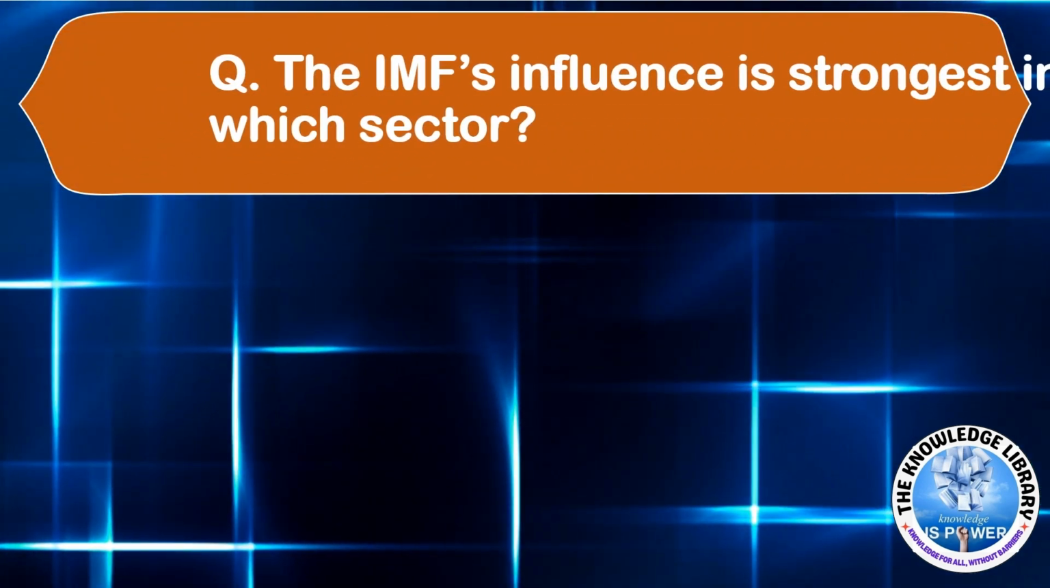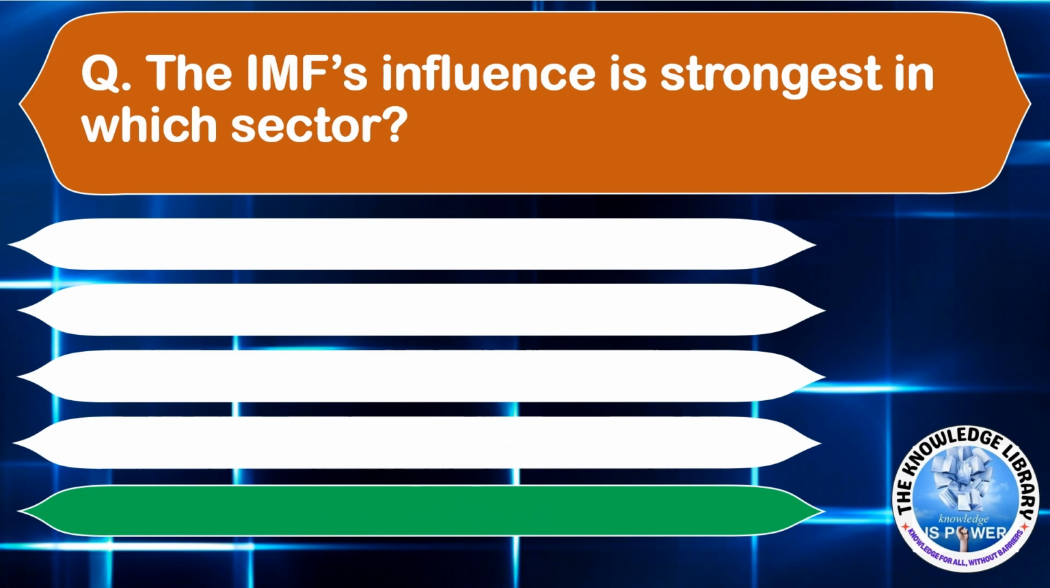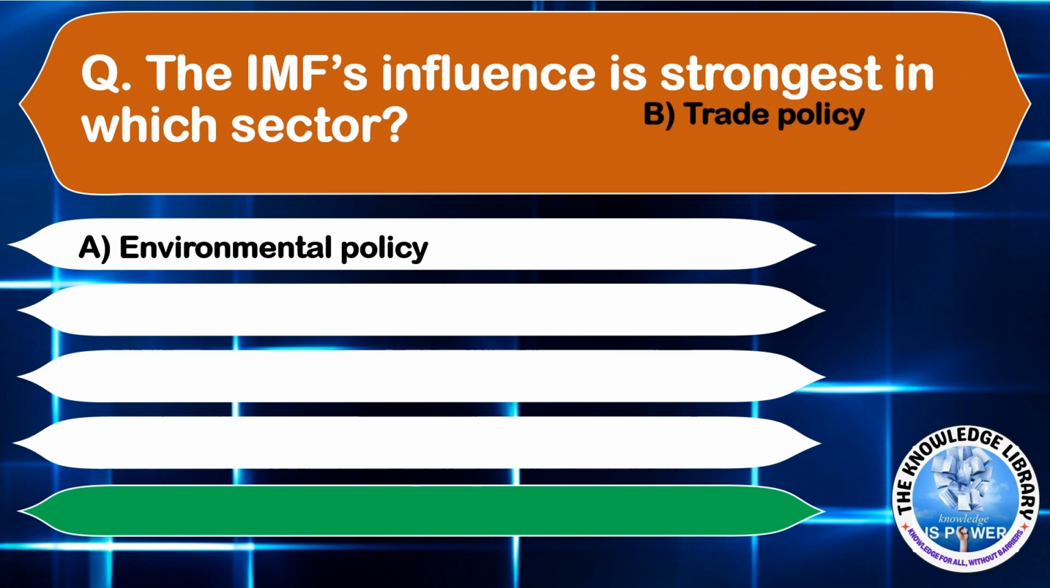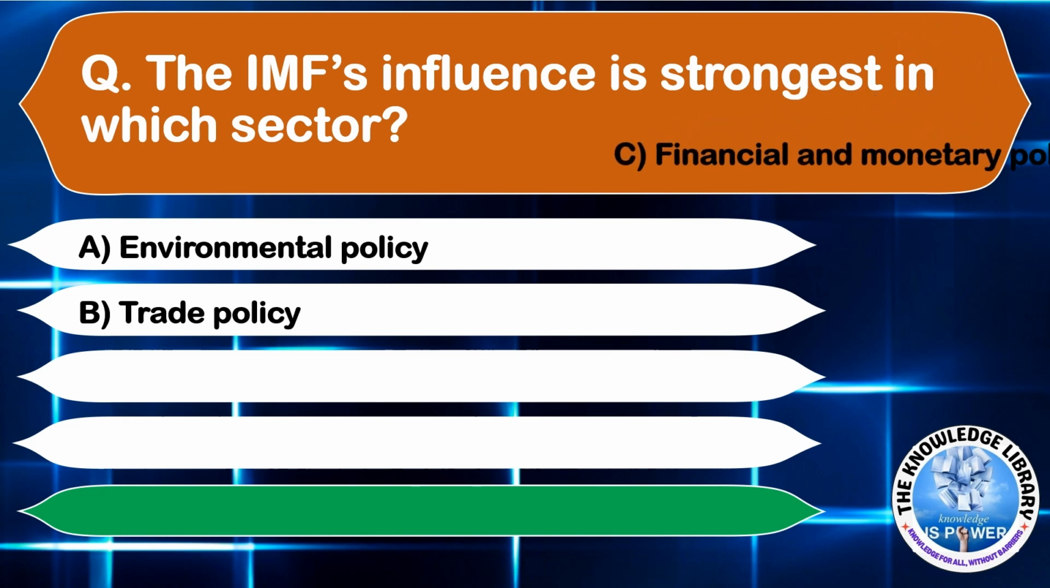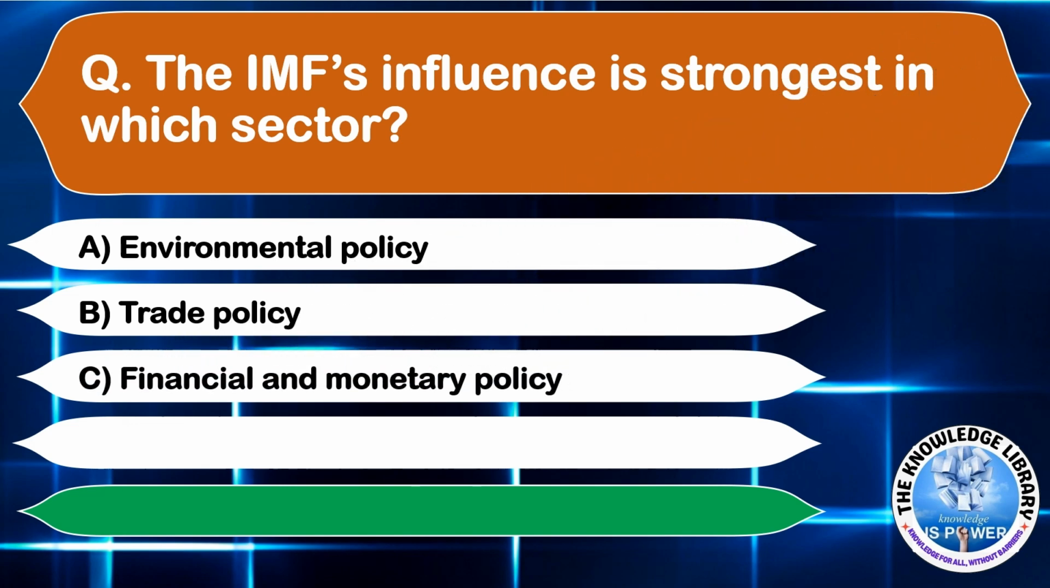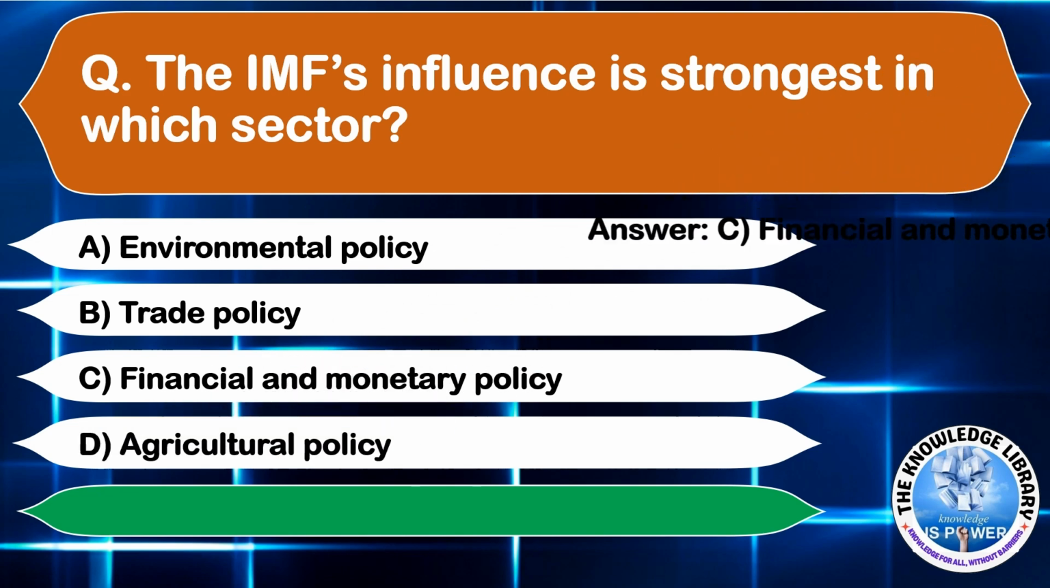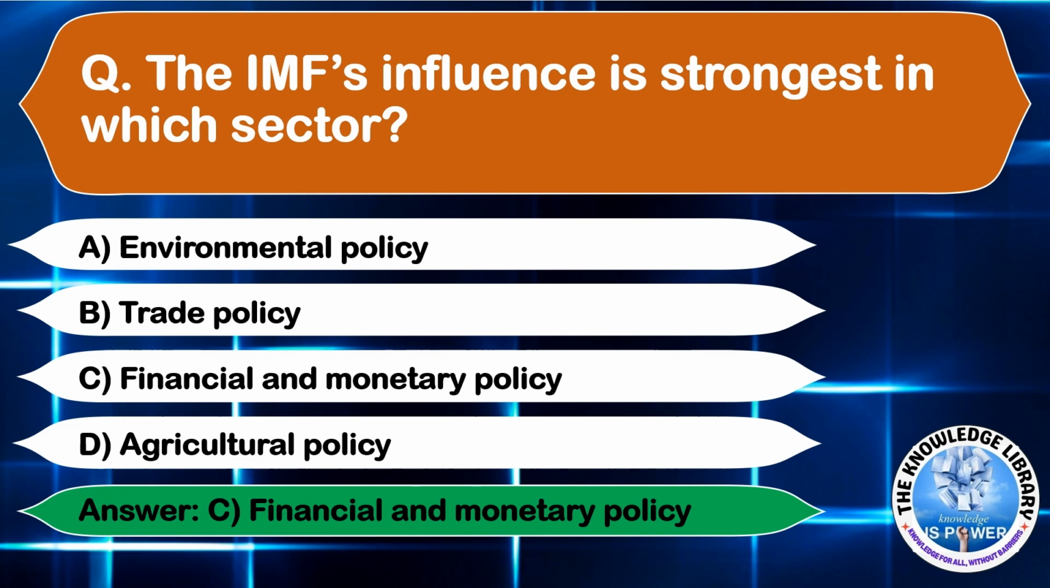Next question is, the IMF's influence is strongest in which sector? Option A, environmental policy, option B, trade policy, option C, financial and monetary policy, option D, agricultural policy. Answer is option C, financial and monetary policy.